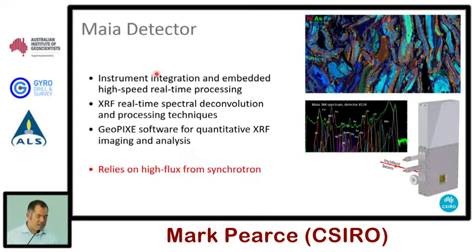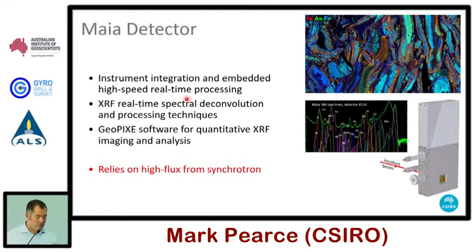Now I'll explain about it first. So the Maya Detector, as I said, is developed for the high flux synchrotron facilities, which are obviously not able to be transported to site, and actually even for researchers they have a relatively restricted access to these things.